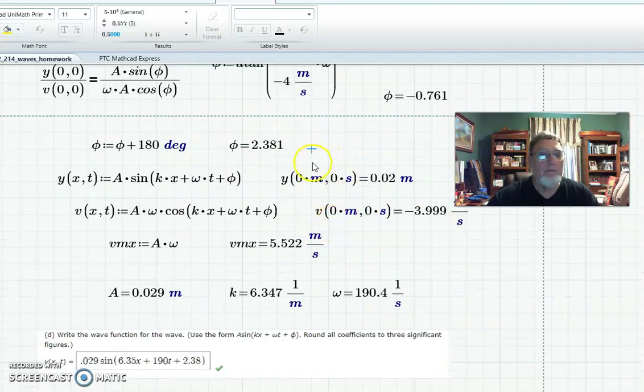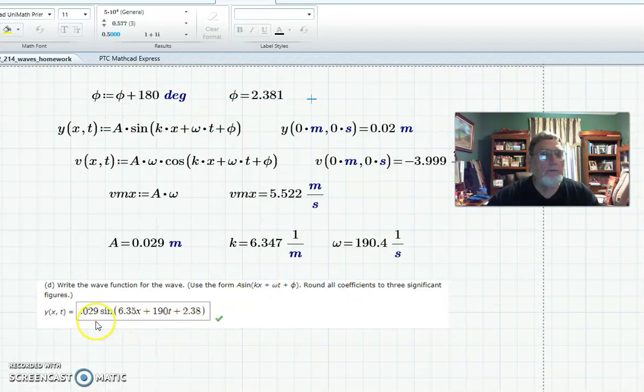And so now I have everything I need, and he wanted us to write it out in 3 decimals for 3 significant figures. So there's your A times the sine of your omega. The plus is because he said moving to the left. There's our omega rounded, k rounded, and our phase constant rounded. All righty. That should be helpful in finding your phase on your lab.